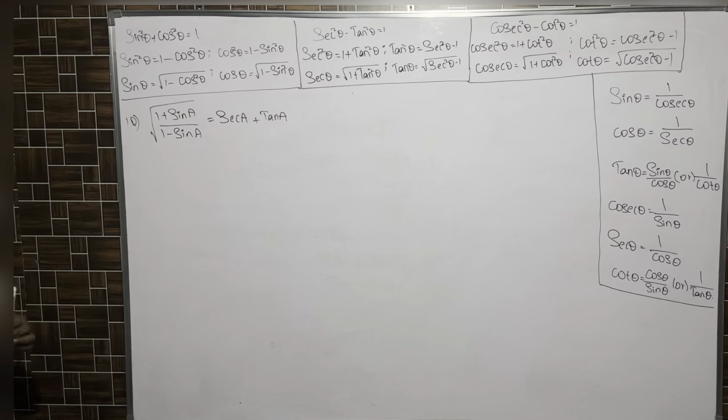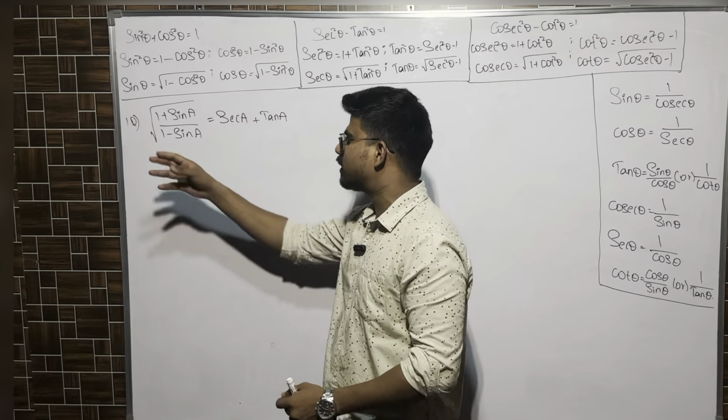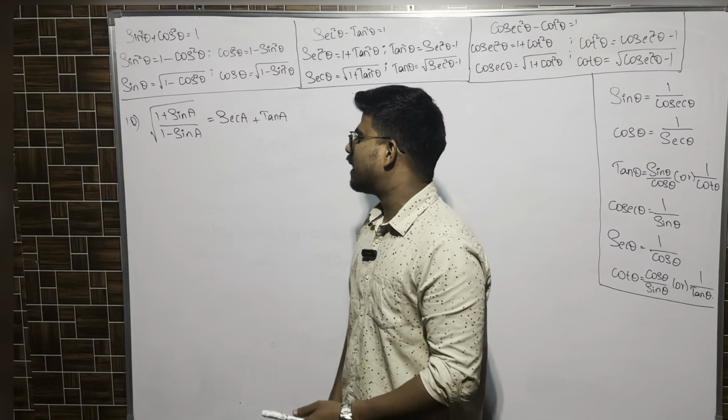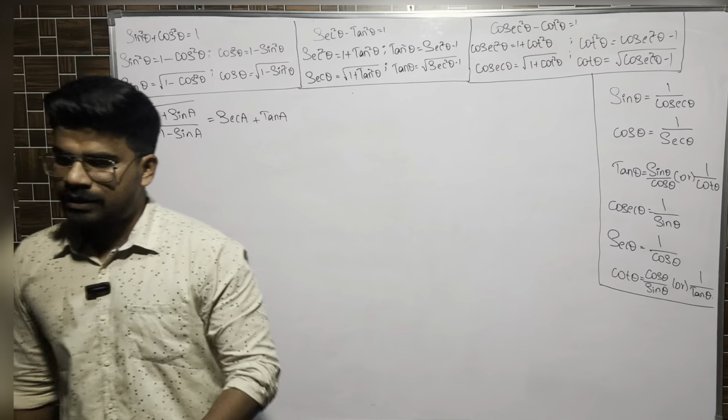Right. Here we have the first question. It says show that under root 1 plus sin a by 1 minus sin a is equal to secant a plus tan a. This is what we have to prove.